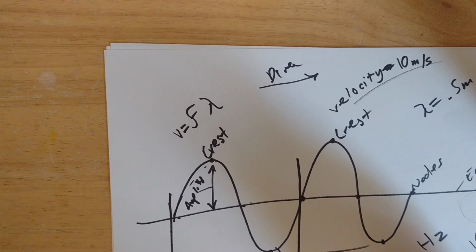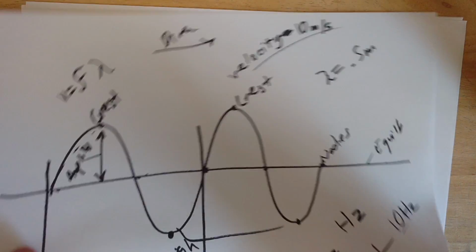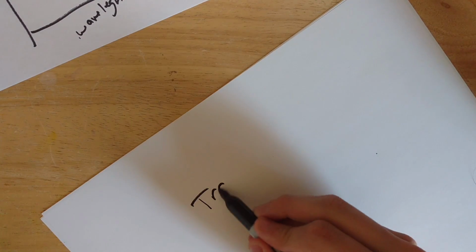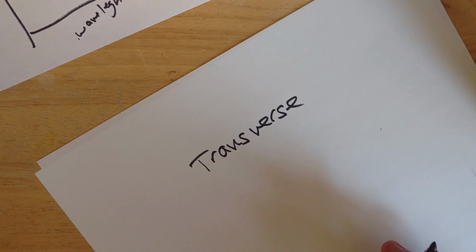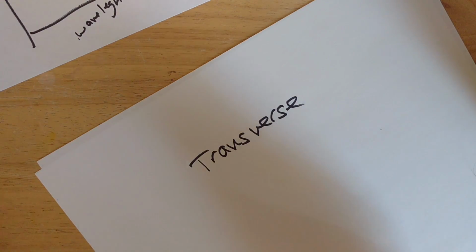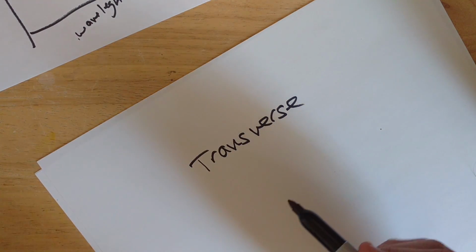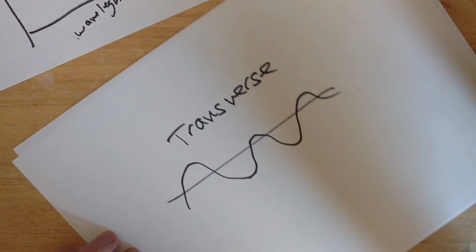Okay, so what I drew here shows a transverse wave. What this means is that the direction of travel of energy is perpendicular to how the wave's moving. So yeah, it looks like this. That's a little ugly, but it looks like that.